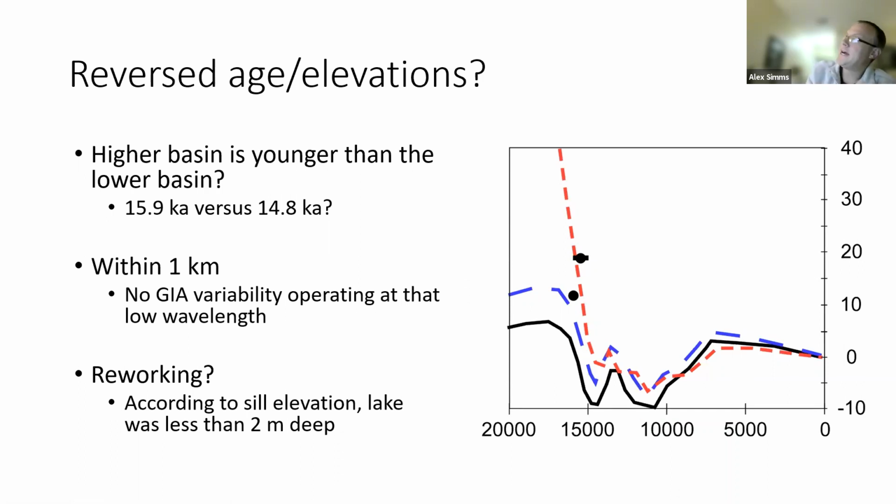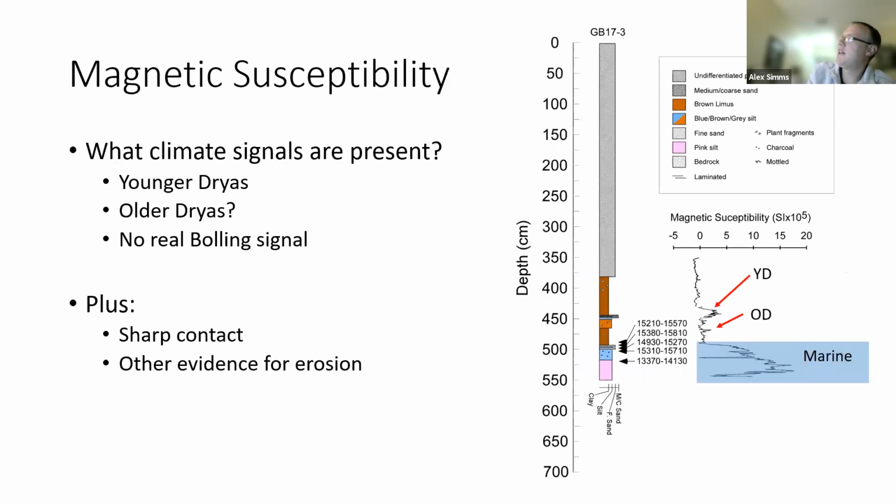So then we can start to put these data together to come up with a sea level record for Western Scotland. And so there was a little nuance here, and that had to do with the higher basin being younger than the lower basin, which is not what we expect, but the magnetic susceptibility tells us that we're actually missing a section of that core, which then would explain the reworked ages. And we think that is because of the setting and the sea ice that was there.